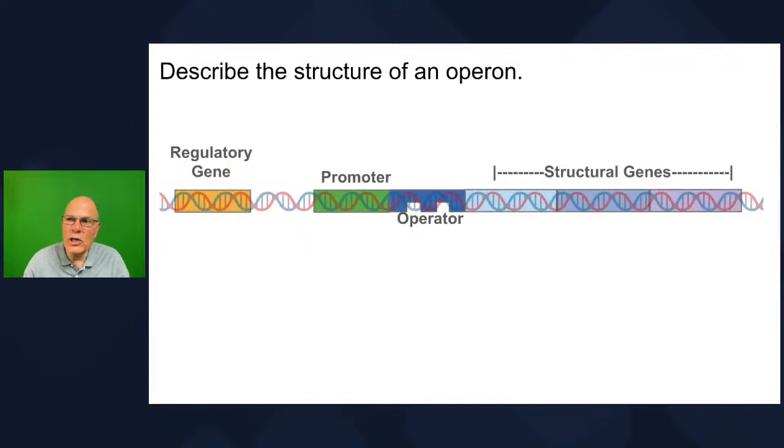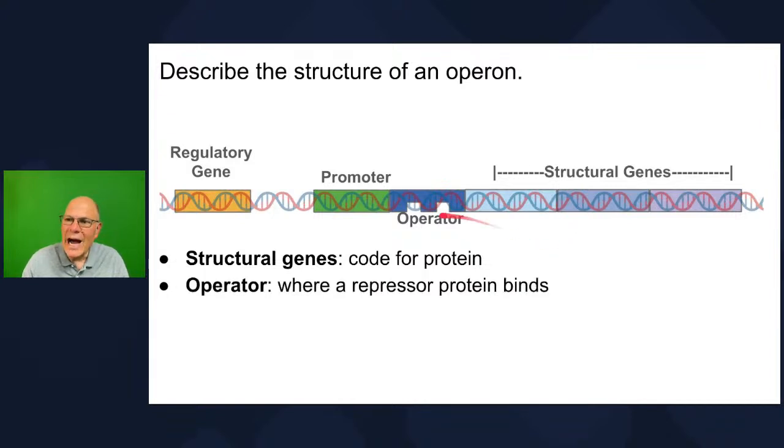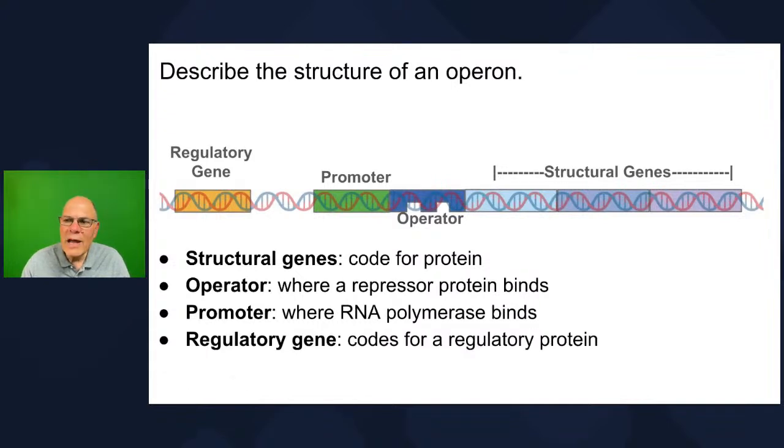So here's the basic structure of an operon. There are structural genes that code for protein or proteins. There is an operator where a repressor protein binds. There's a promoter where RNA polymerase binds. And this open DNA over here just means that many, many bases away, there's a regulatory gene. All right, and that regulatory gene might be 1,000 base pairs away in terms of the DNA. And that regulatory gene codes for a regulatory protein. That regulatory protein is the repressor.